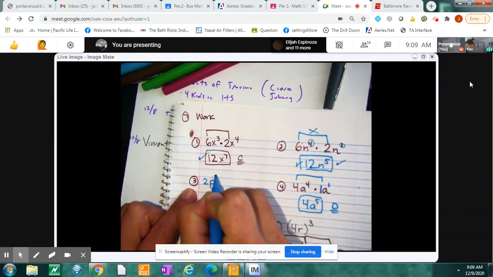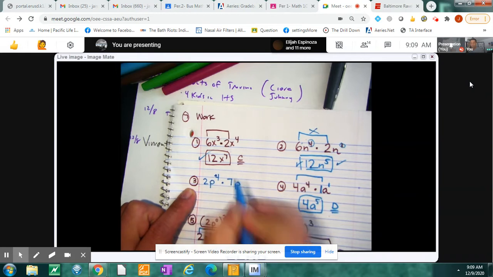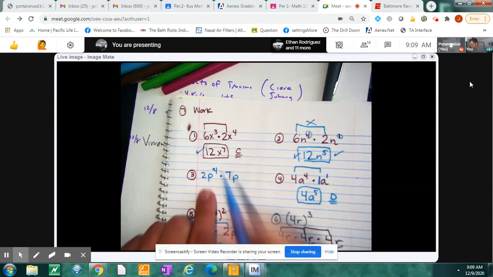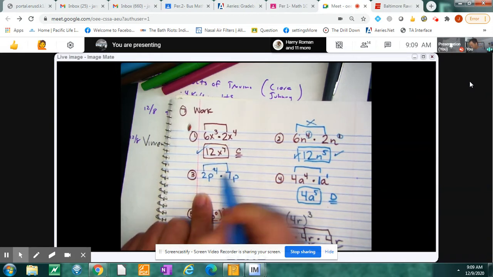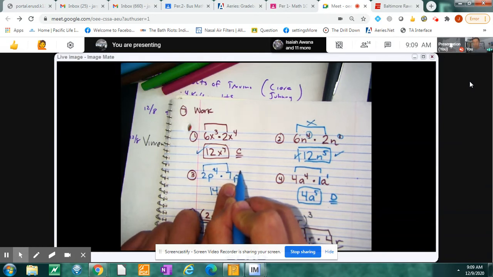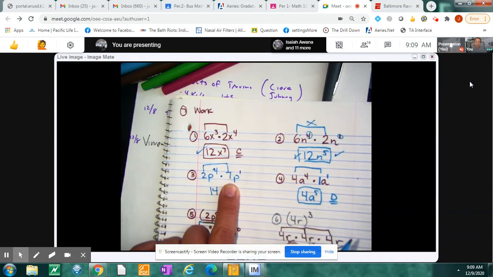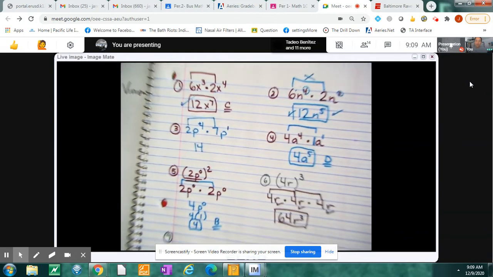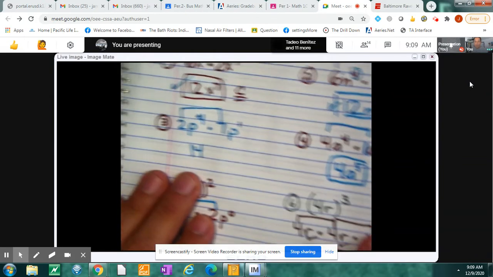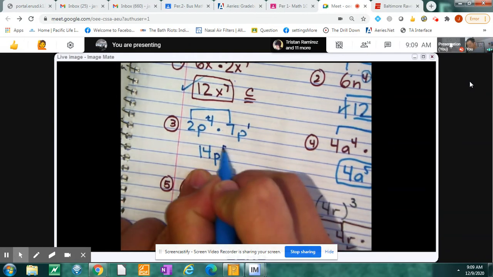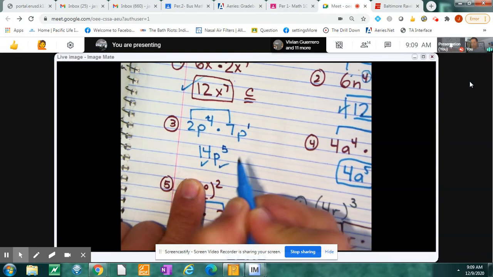2p to the 4 times 7p, all right? So go ahead and multiply. 2 times 7 is 14. And then this one doesn't have an exponent. We'll just put an invisible 1. So altogether, how many exponents are there? Ruben, how many exponents are there for number 3? 5. So we're going to put p to the 5. So if you got this one right, that's fine.